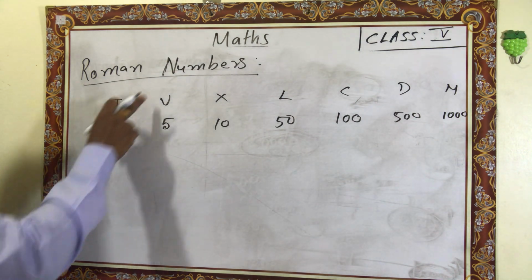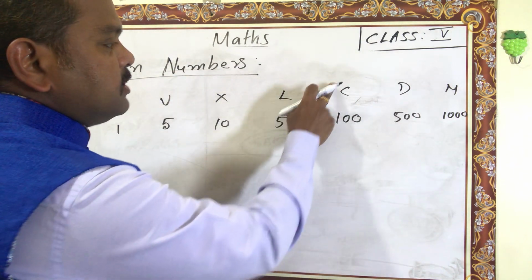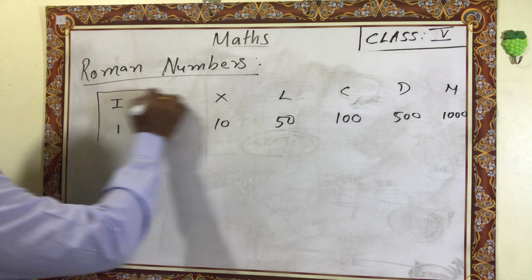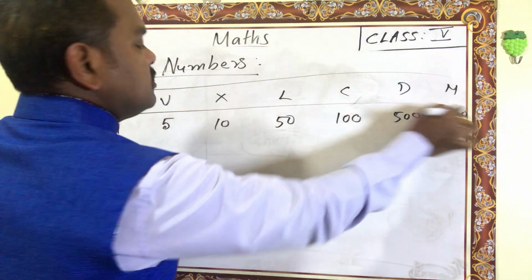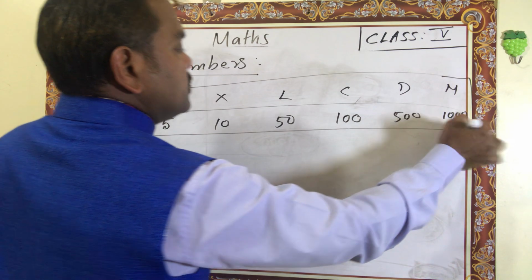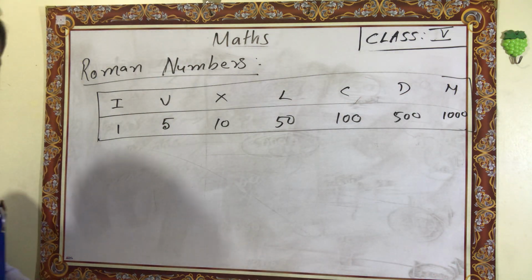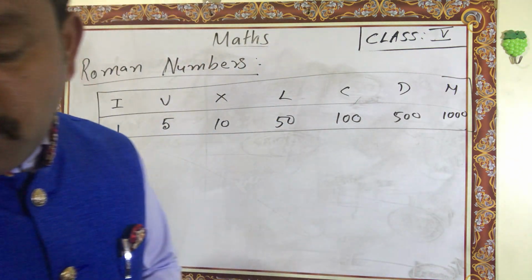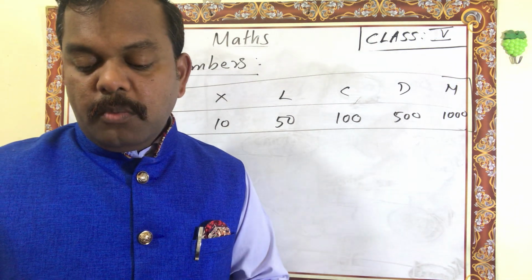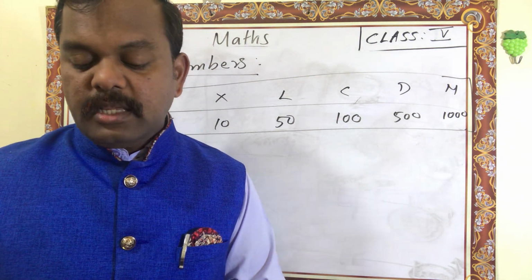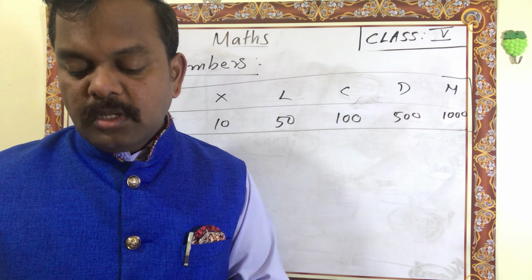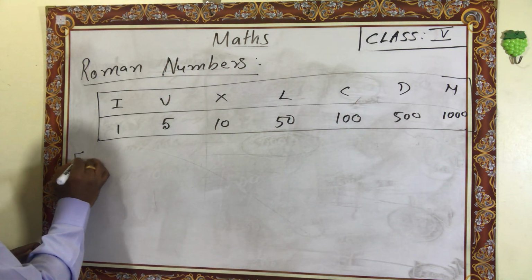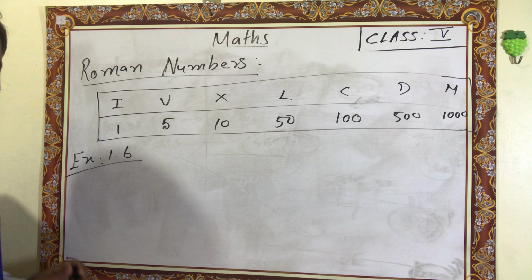So I for 1, V for 5, X for 10, L for 50, C for 100, D for 500 and M for 1000. So these are the letters the Romans used to represent the numbers. Here are some rules we have to follow. Rule number one: numerals I, X, C and M can be repeated to represent the numbers. Directly we can go to our exercises. Exercise 1.6. With the exercise, I will explain the rules and regulations.